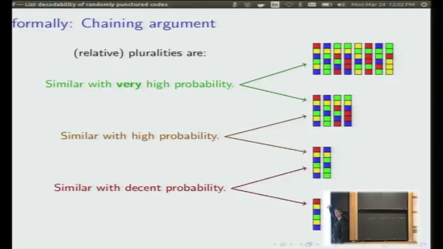So just fix a bunch of code words in my big code, and then fix a subset of those code words, and now take some random columns. In expectation, and conditioned on, let's say, the number of green guys that show up in the big set, the number of green guys that show up in the smaller set is the number of green guys that showed up in the bigger set divided by 2, if I have some fixed set of size L over 2.